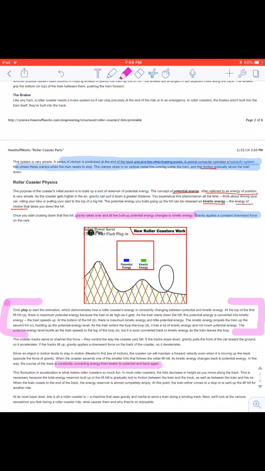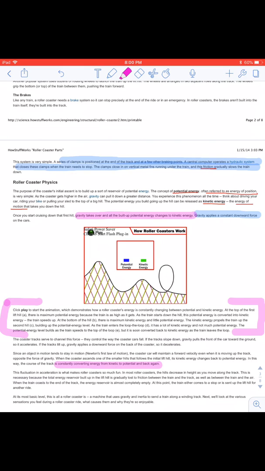This fluctuation in acceleration is what makes roller coasters so much fun. In most roller coasters, the hills decrease in height as you move along the track. This is necessary because the total energy reservoir built up in the lift hill is gradually lost to friction between the train and the track, as well as between the train and the air. When the train coasts to the end of the track, the energy reservoir is almost completely empty. At this point, the train either comes to a stop or is sent up the lift hill for another ride.